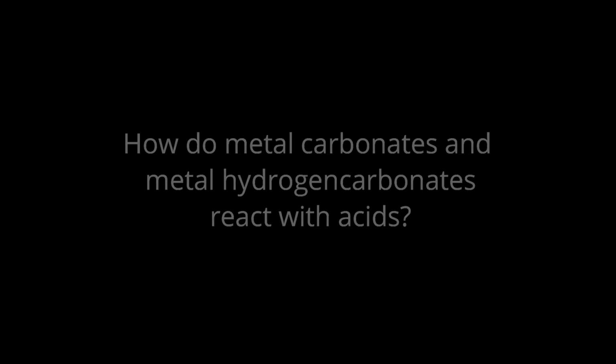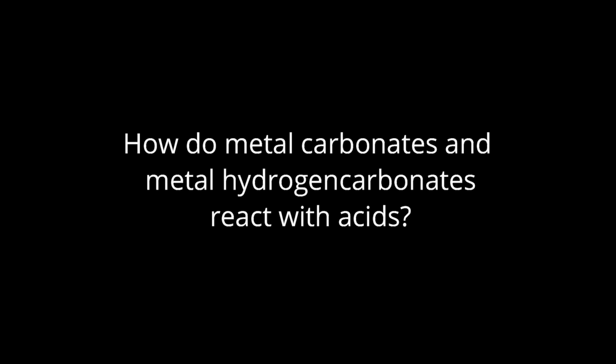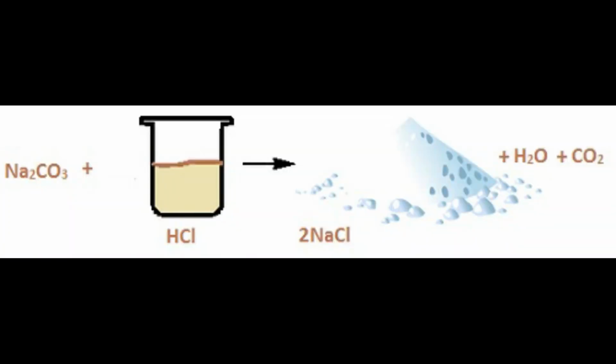Now let us talk about what happens when an acid reacts with a metal carbonate and a metal hydrogen carbonate. So what we do is we take two test tubes, and in one of them we add sodium carbonate and hydrochloric acid. Now the reactants in this first test tube give us the product of sodium chloride, water and carbon dioxide.